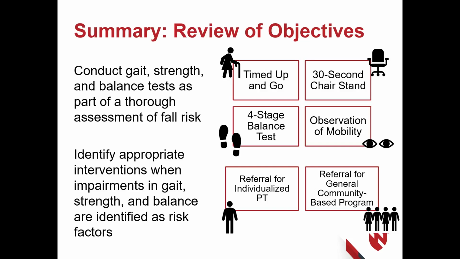Interventions for this risk factor include referral to PT, especially when a patient has significant impairment, complicated medical history, and needs one-on-one attention and individualization of a program. For patients who aren't as impaired, or for those who don't have impairments of gait, strength, and balance, but you want to help them maintain their mobility, community-based programs usually provided in a group format may be sufficient.